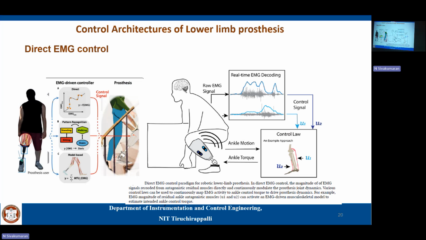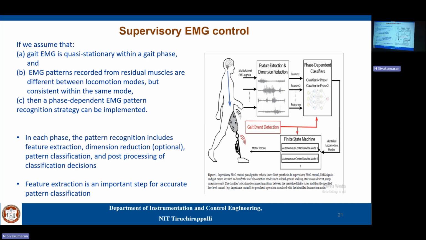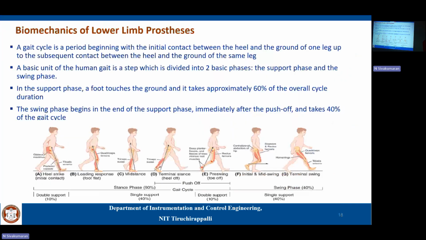Then there is supervisory EMG control. What do we mean by supervisory EMG control? This has come into practice because of the development we had in AI. From EMG we try to get some biomarkers, and we use the biomarkers for making decisions.